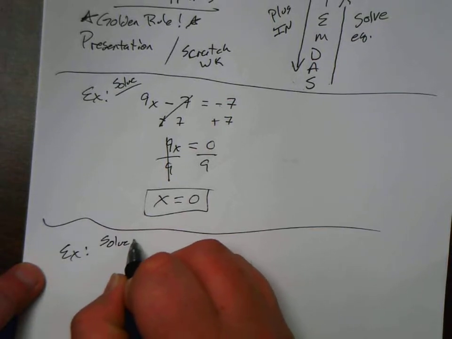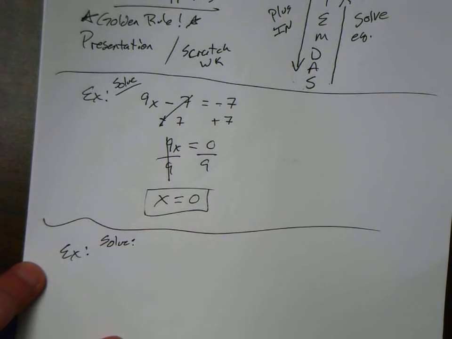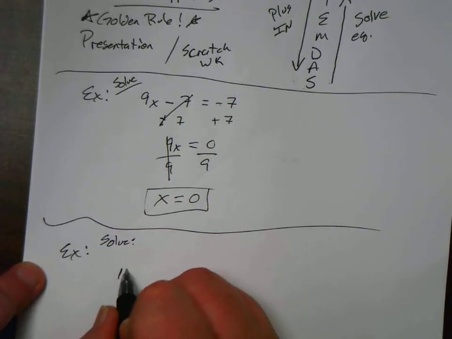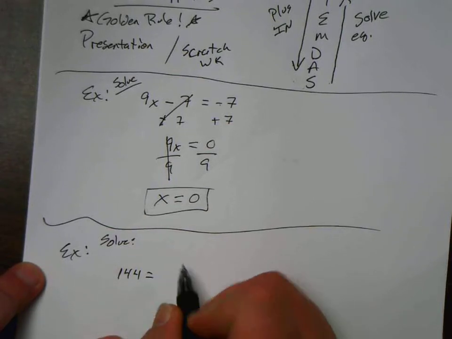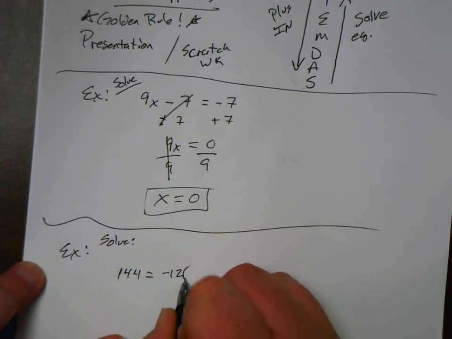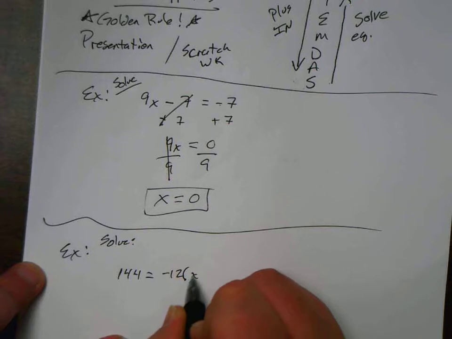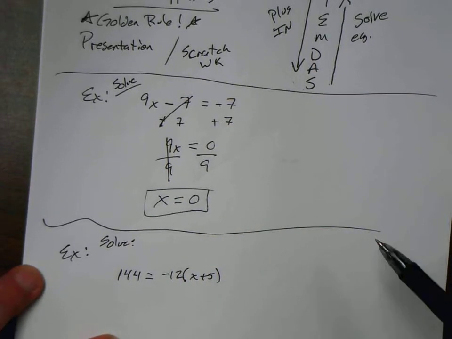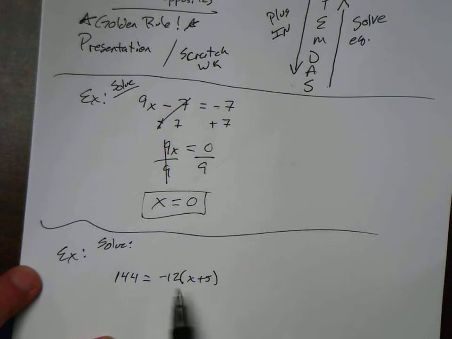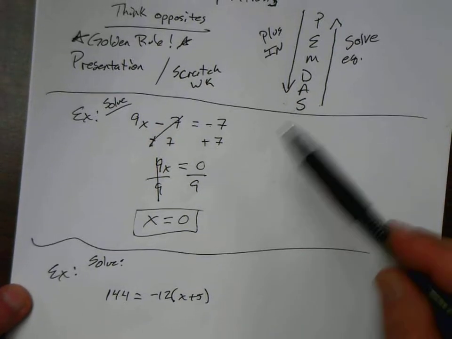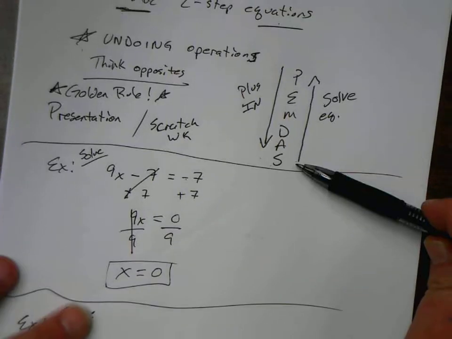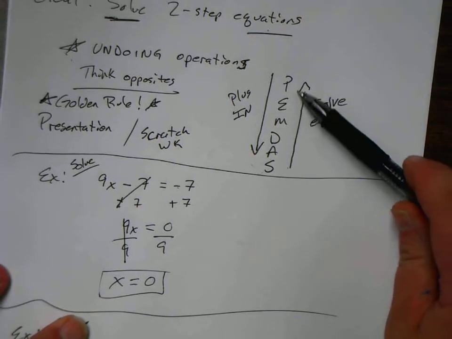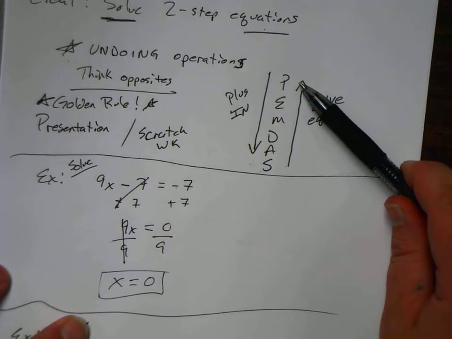Directions, again, are going to say solve. And we're going to solve this guy first. So let's try 144 equals negative 12 times (x plus 5). Well, those are in parentheses, right? I've got to handle the parentheses last.